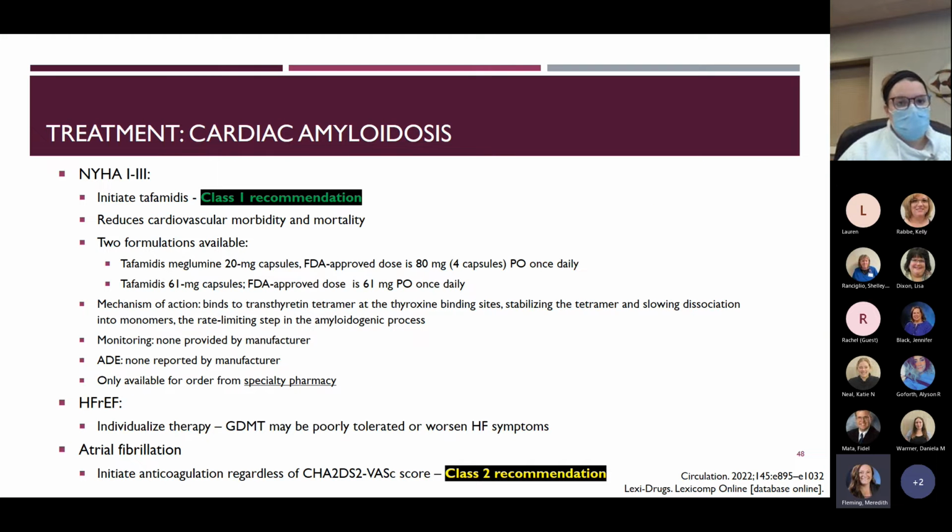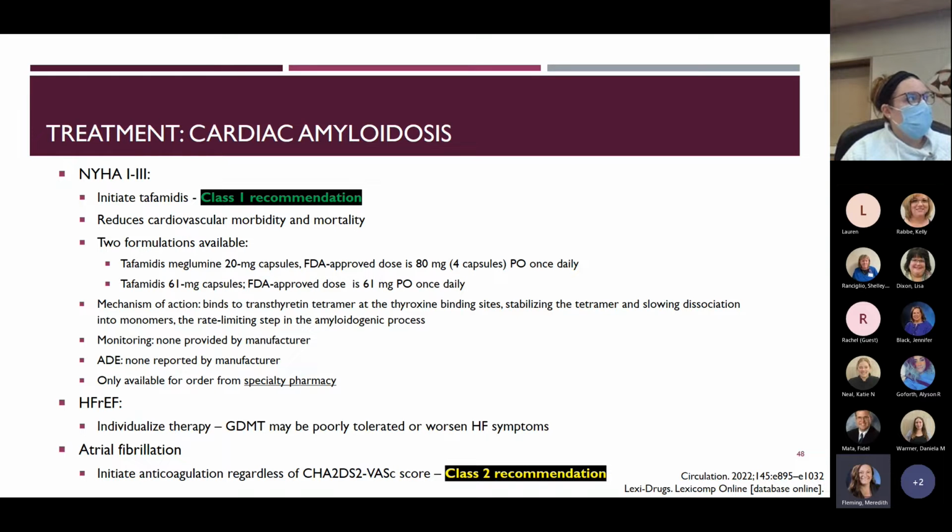So the main focus of the recommendations from the guidelines now is a new medication called tafamidis. It is a medication specifically for cardiac amyloidosis that works to reduce cardiovascular morbidity and mortality. It works by binding to the transthyretin tetramer to stabilize that tetramer and slow down or inhibit the amyloidosis from occurring. It is available in 2 different formulations. They go by 2 different brand names, which are now escaping me.